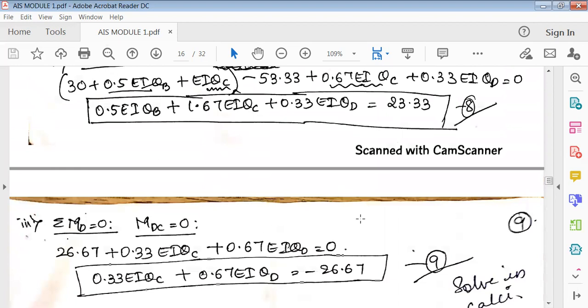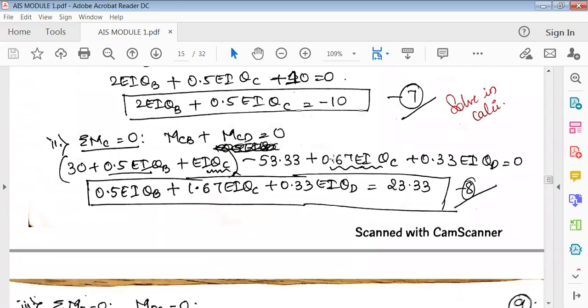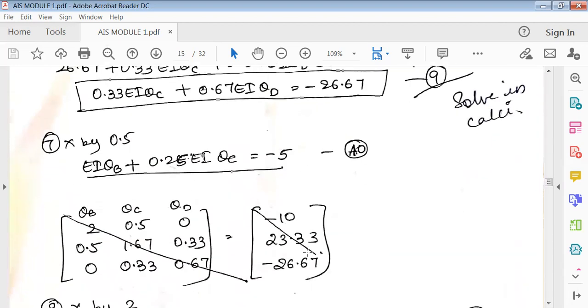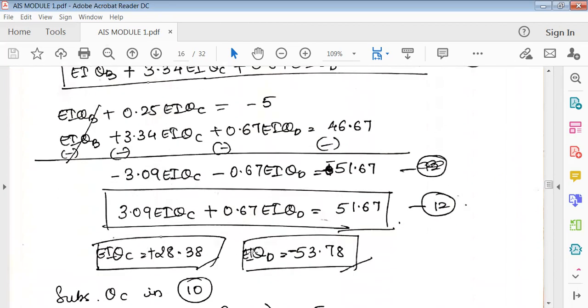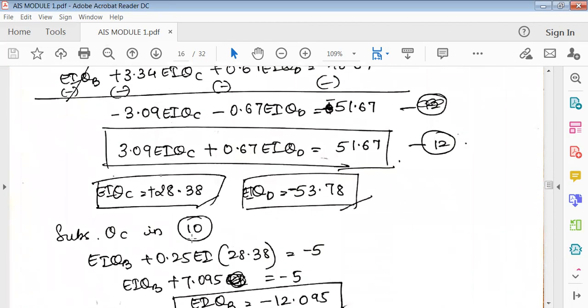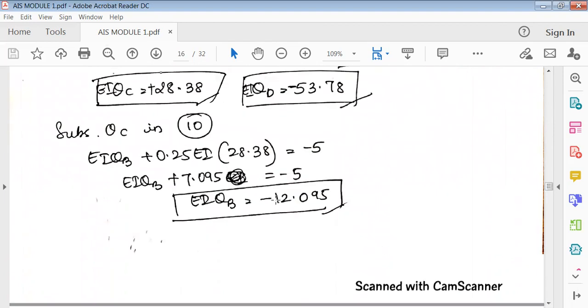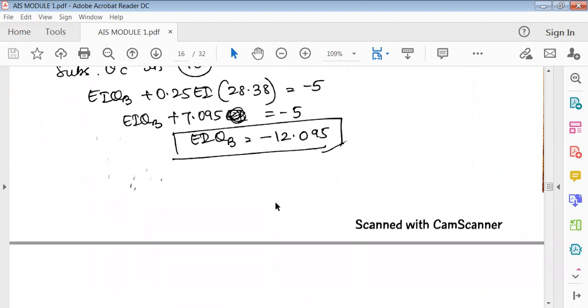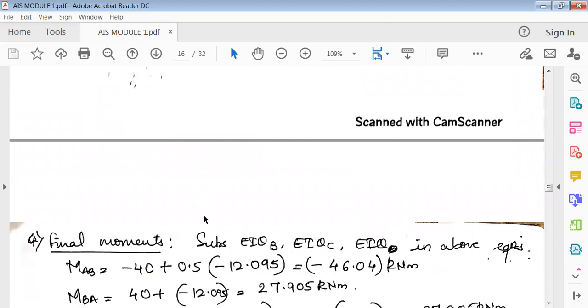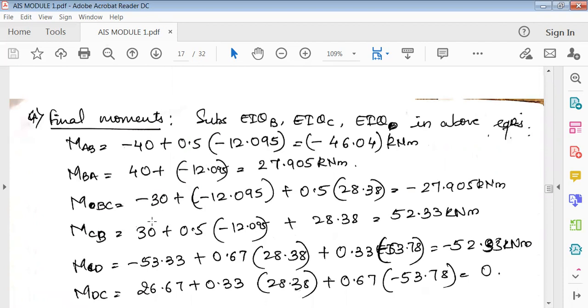Suppose if you do one mistake in this equation, you end up getting different answers altogether here in the EI theta values. Okay, so once you find out these values, the next thing is you have to substitute in the final moments, the last one. The final moments would be, again, substitute EI theta B, EI theta C, and EI theta D in the above equations. So when you substitute here, it is MAB first.